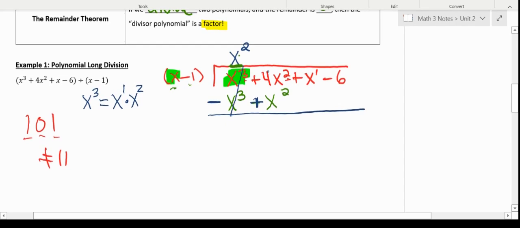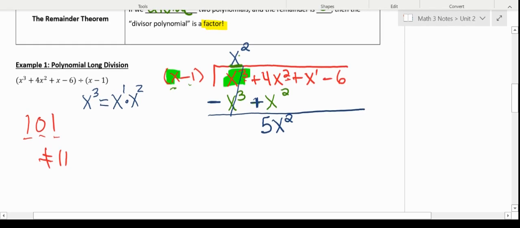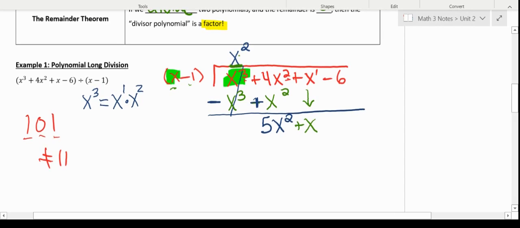And this will go away. And I'm now left with 5x squared. We're now going to do the same thing we did before. I'm going to bring this next term down. I have plus x.